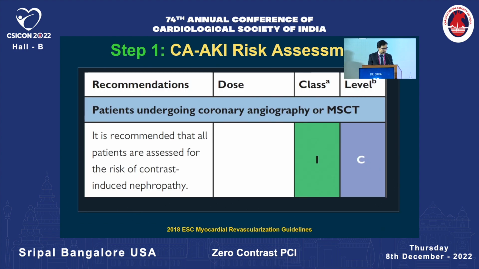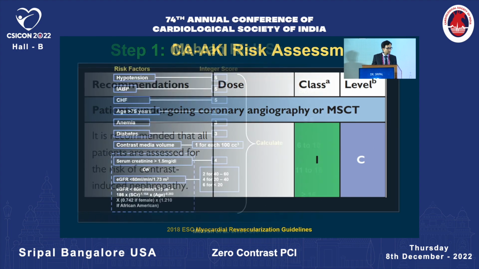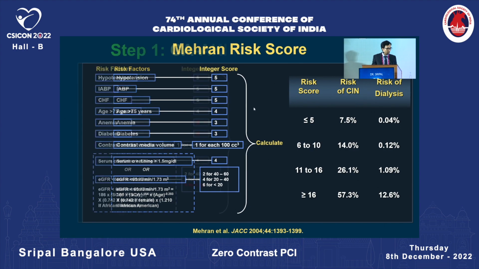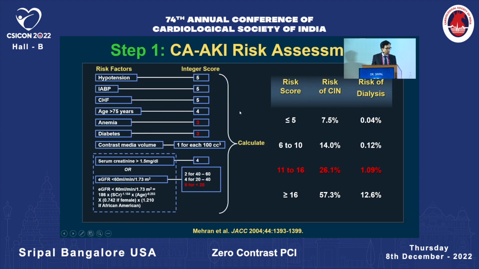In terms of the first step, a recommendation by the ESC guidelines is to assess his AKI risk. Of course, there are a number of risk scores. One of the popular ones is the Mehran risk score. Important to note are contrast media volume and factors such as hypotension, intra-aortic balloon pump use, and patients in heart failure, which carry a very high risk of AKI. We can use this for this particular patient. When you plug it all in here, you see that this patient's risk of CIN is 26%, with a 1% risk of dialysis.